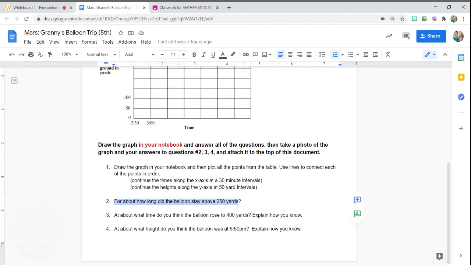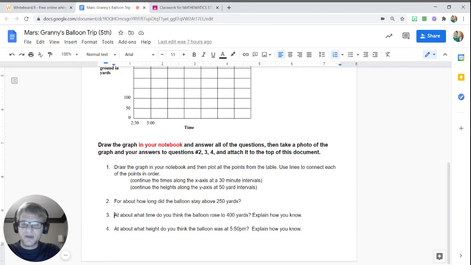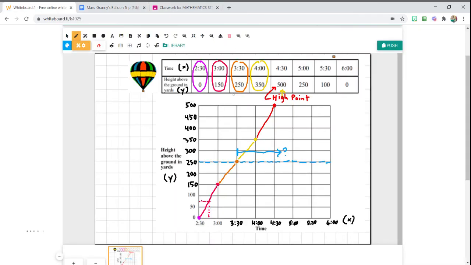Let's go back. Another question says, at about what time do you think the balloon rose to 400 yards? We go back to our whiteboard and we say, well, 400 yards, let's get a different color. Let's go with the darker blue. 400 yards is the next one they're telling us about. They're saying, about what time did it rise above 400 yards? Wouldn't that be about right here? So that's what we're talking about right there.